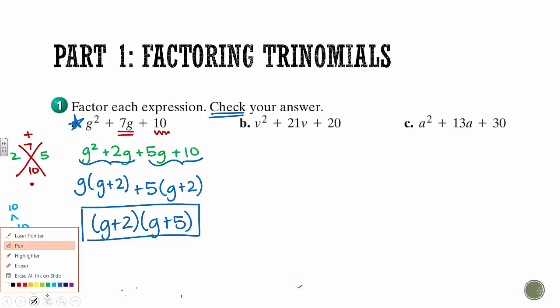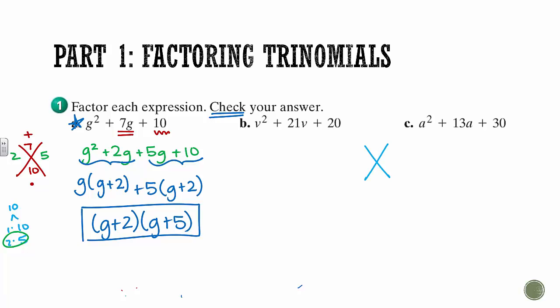Let's do C. So same story. I want two numbers. They have to add to make the number in the middle and multiply to make the number on the end. So if we break down 30, we end up with 1 and 30, 2 and 15, 3 and 10, 5 and 6. The ones that add up to 13 are 3 and 10.